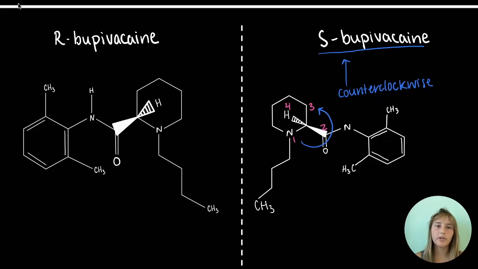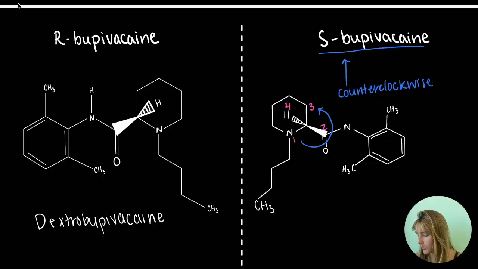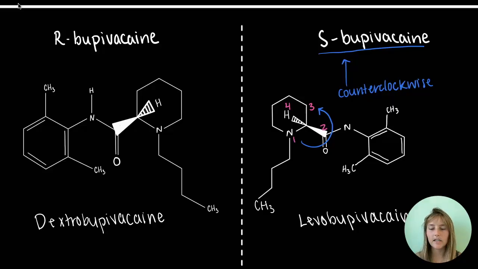And so the R-bupivacaine configuration is also commonly called dextrobupivacaine. And the S configuration is commonly called levobupivacaine. And interestingly, levobupivacaine, when used as an anesthetic, has a longer duration and causes less vasodilation than its counterpart dextrobupivacaine. So that concludes the video.